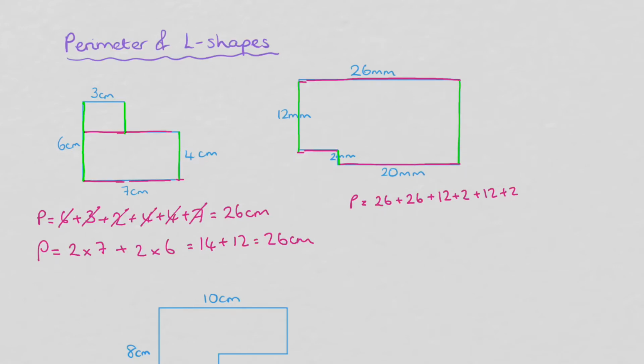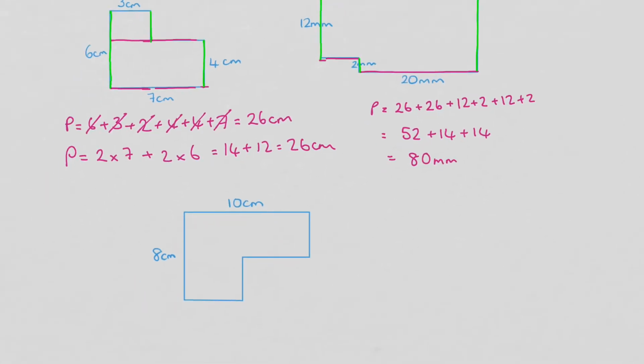Okay, so all together here, let's do some adding up then. So we've got 26 and 26, that makes 52. And then we've got 12 and 2 is 14. Another 12 and 2 makes 14. So we've got 52 and 14 makes 66. Add another 14 makes 80. Oops, and it's not centimetres, is it? Because we're working in millimetres for that question. Okay, so we managed to do that fairly straightforwardly without finding the lengths that were missing.